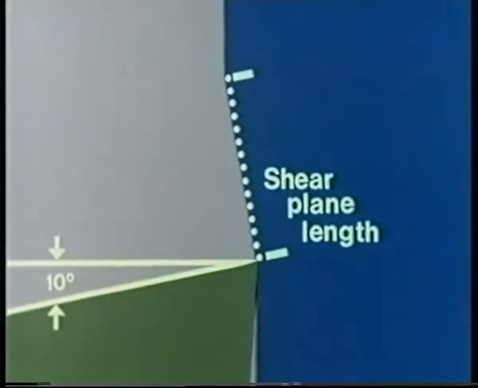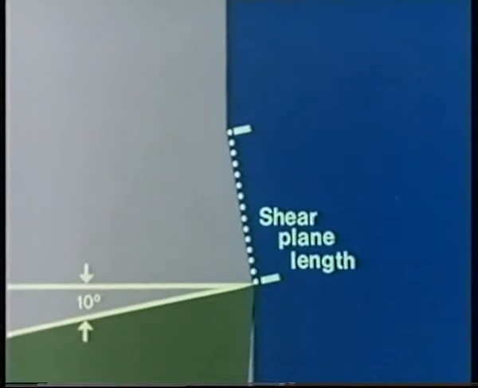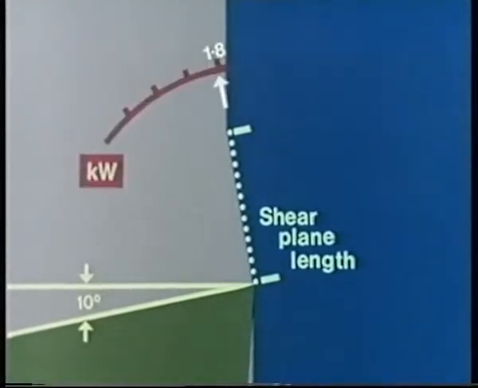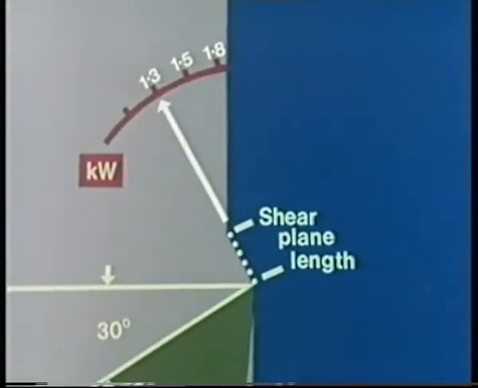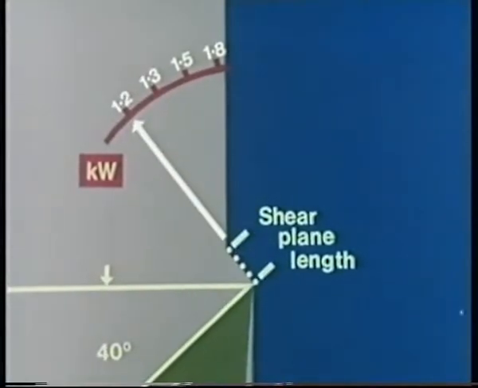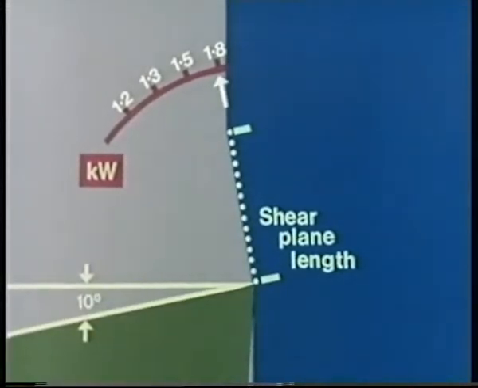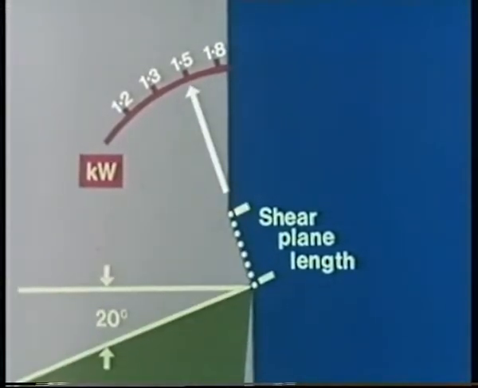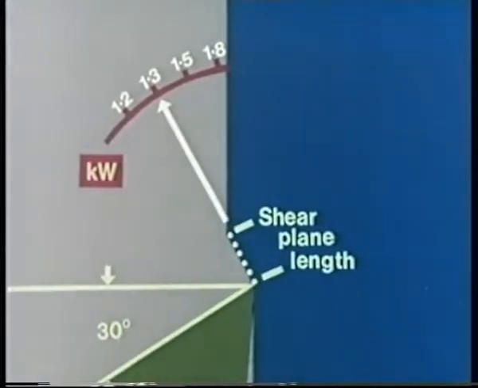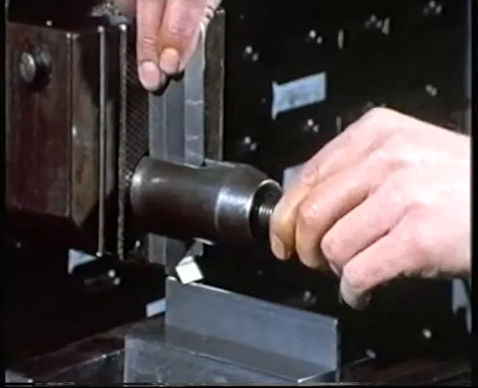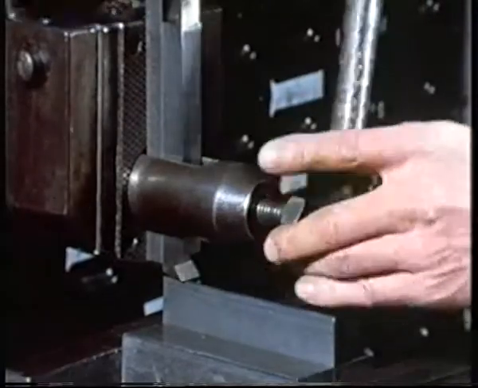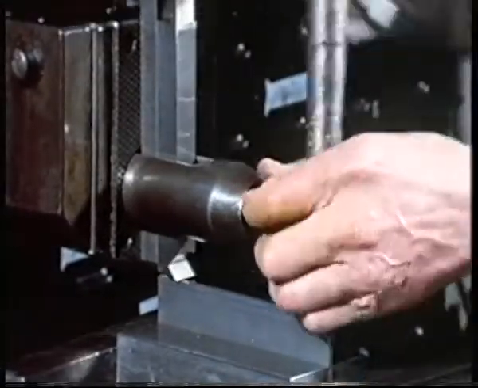Let's compare the length of this plane with the power used. Can you see what's happening? The power seems to depend on the shear plane length. The shorter it is, the less power is used. By giving a cutting tool a really large rake angle, there'll be a very short shear plane and little power will be used.